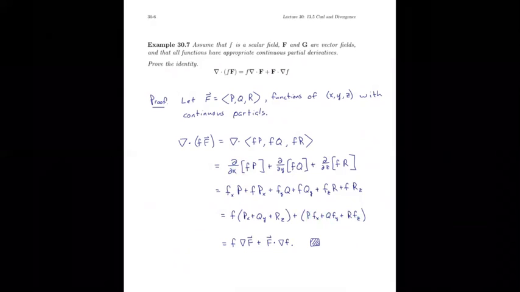And we see that over here, this is the gradient of f. So f times the gradient of f. And then on the right, we have this is F dotted with the gradient of little f. And that's exactly how we write it off to the side here. So we started with the left-hand side, arrived at the right-hand side, and we've proved our identity as desired.